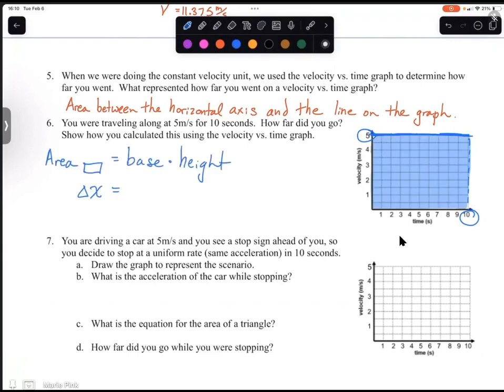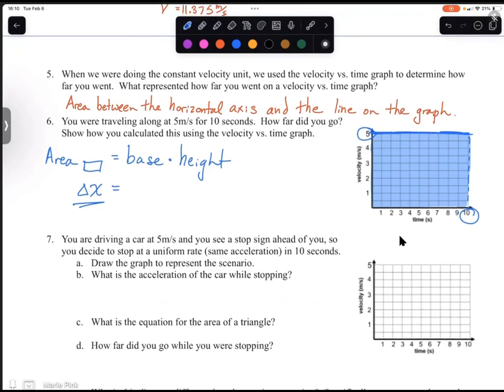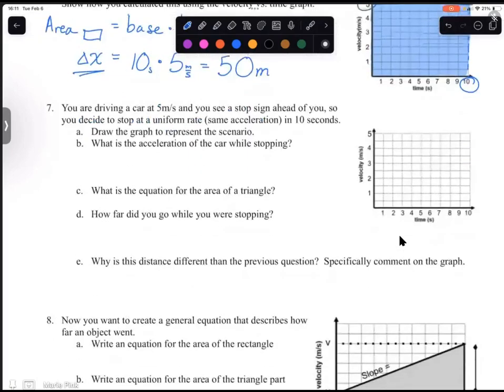So the area of a rectangle is base times height, which is going to be equal to how far you go, or your displacement. And that displacement is going to be your base, which is 10 seconds, times your height, which is 5 meters per second, which means that when we multiply that together, we're going to get a distance of 50 meters.